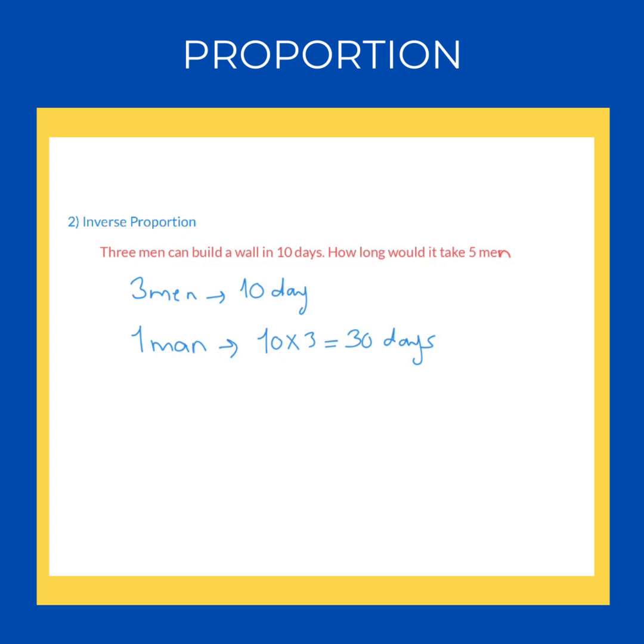Now if you want to put more men, so more labor to build the same wall, would it take less or more than 30 days? Of course less, because you're having more men to build the wall. So since it's gonna take less, so we need to divide. So 30 by 5 men, and the answer is 6 days.